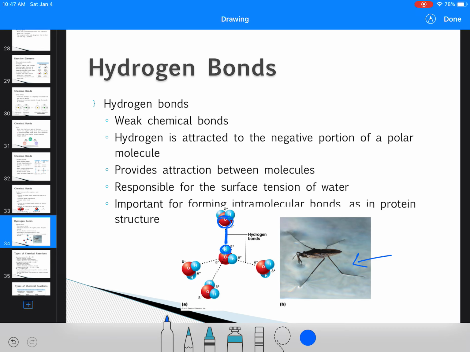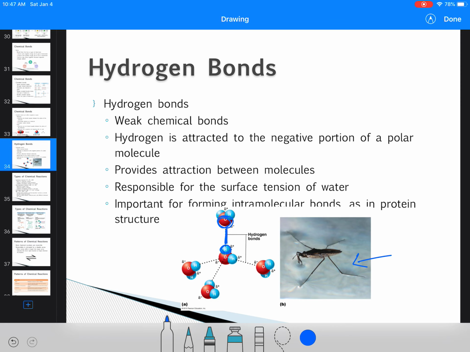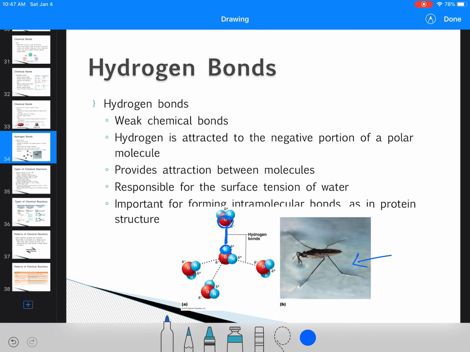So like this little water bug can walk on top of the water thanks to those hydrogen bonds. Now, we obviously wouldn't be able to, because we're so heavy that we would break through those hydrogen bonds and actually fall down into the water. But lighter objects like leaves and bugs can stay on top of the water due to that surface tension that, again, is formed by those hydrogen bonds.